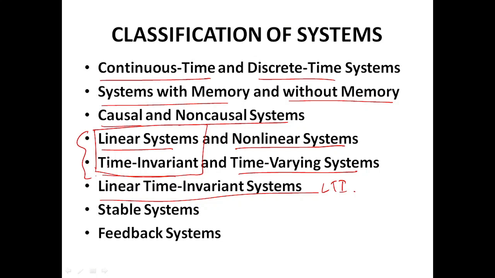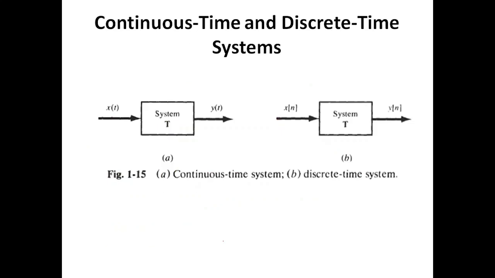Why linear time invariant systems? Because they are both linear systems and also time invariant systems. Then we have stable and unstable systems, and lastly the feedback systems. Now, continuous time and discrete time systems, what is the difference?